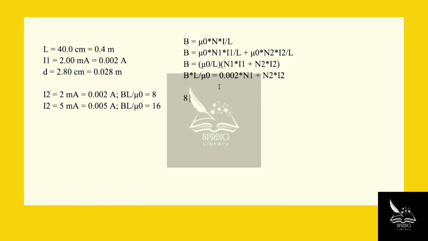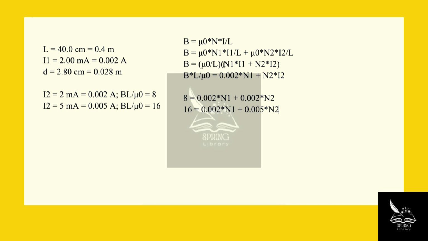So the first one, we're going to get 8 because that's our value on the left side. We have our 0.002 times n1. And then our I2 here is 0.002 again, and that's times n2. So that's our first expression. And then the second one, the same thing, but now we have 0.005 and 16 that we're plugging in.